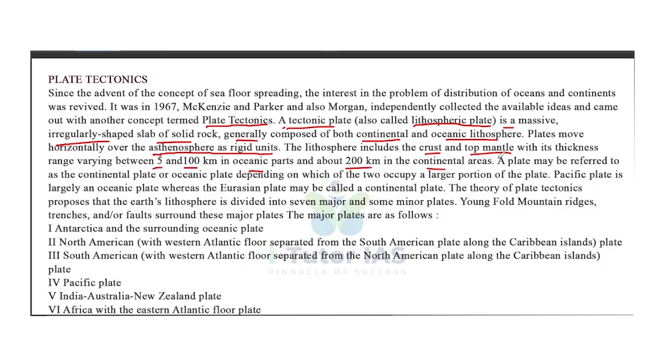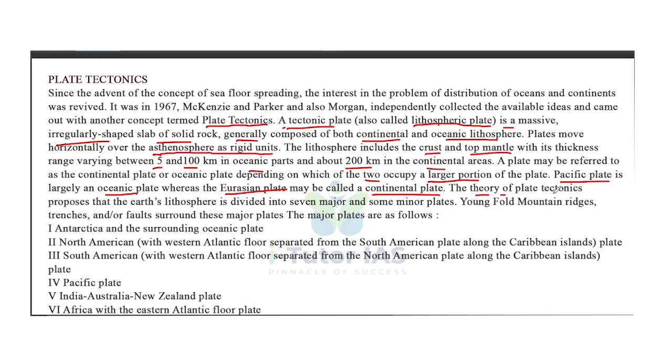A plate may be referred to as a continental plate or oceanic plate depending on which of the two occupies a larger portion of the plate. The Pacific plate is largely an oceanic plate, whereas the Eurasian plate may be called a continental plate. If the larger portion is in the oceanic region, it is called an oceanic plate, and if the larger portion is in the continental part, it is called a continental plate.